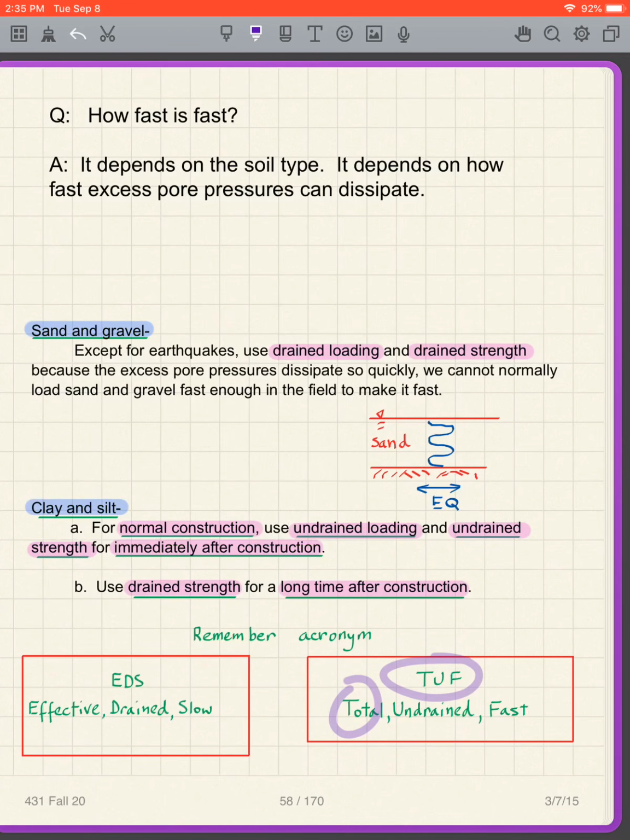That means that when we have fast loading, our situation is undrained, and we are going to be using total stresses, not effective stresses, in our analysis. Again, I will explain those. But remember this acronym, EDS-TUF. If you remember that, you're going to be able to group these three together, effective, drained, slow, and group those three together, total, undrained, fast.